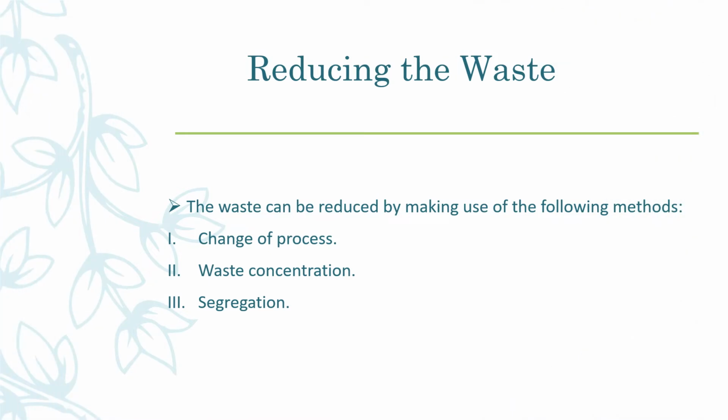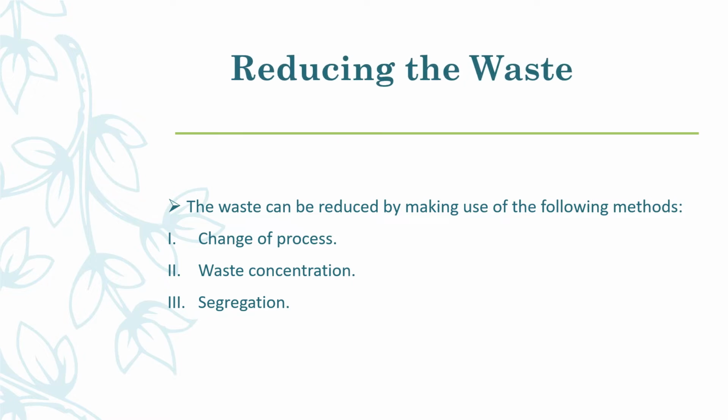Now, let's talk about these 3 R's. We'll start with reducing the waste. The waste can be reduced by making use of the following methods, and they are change of process, waste concentration, and segregation. Now, what is this change of process? Reducing waste can be achieved by switching over to new age technology and making use of traditional techniques to make the best use of raw materials.